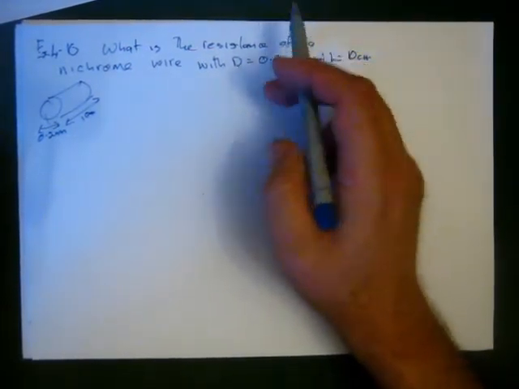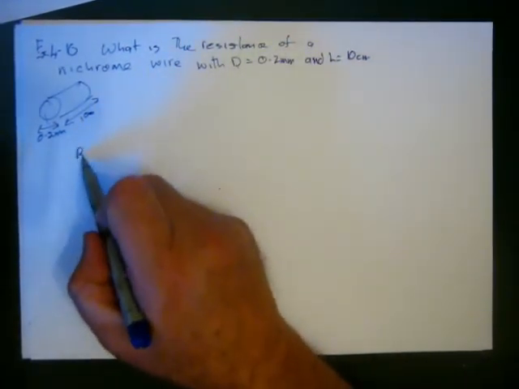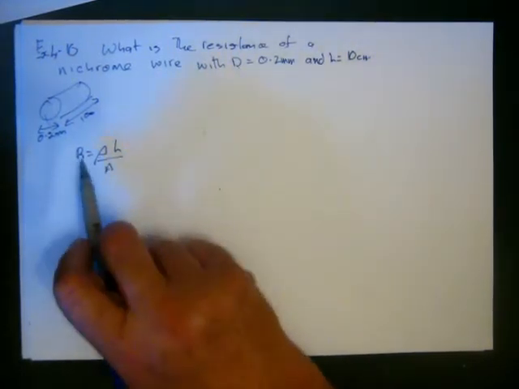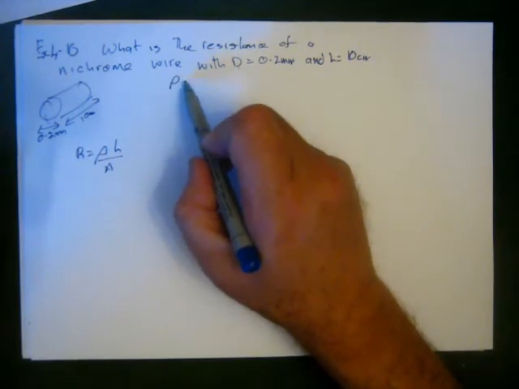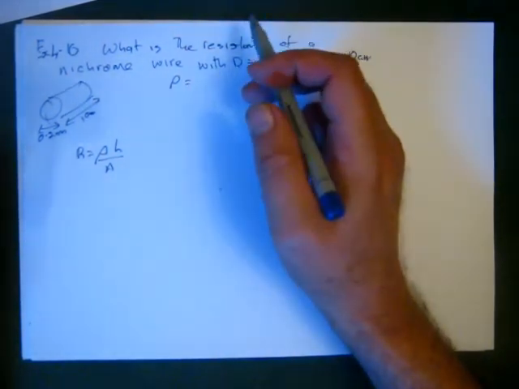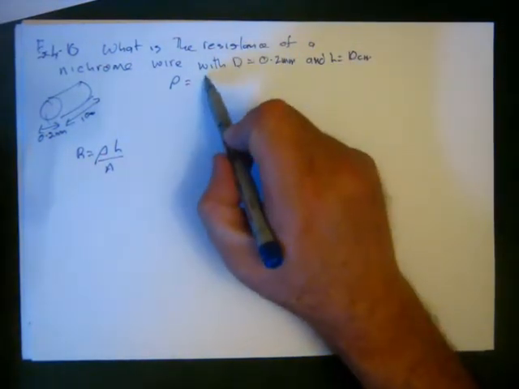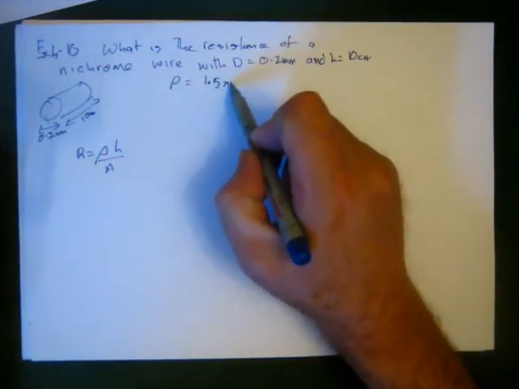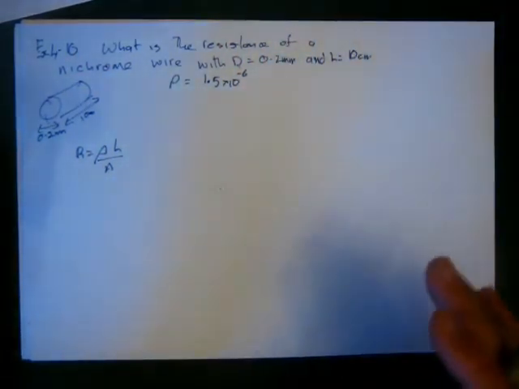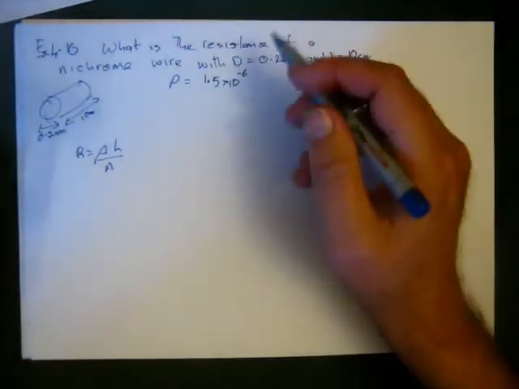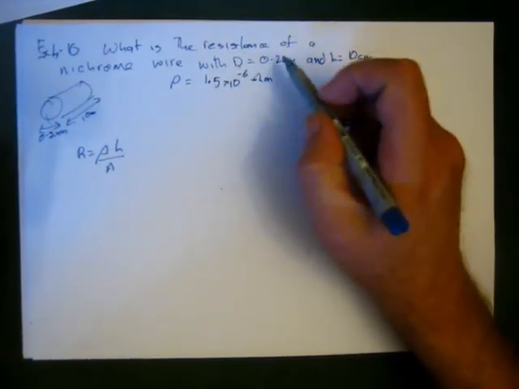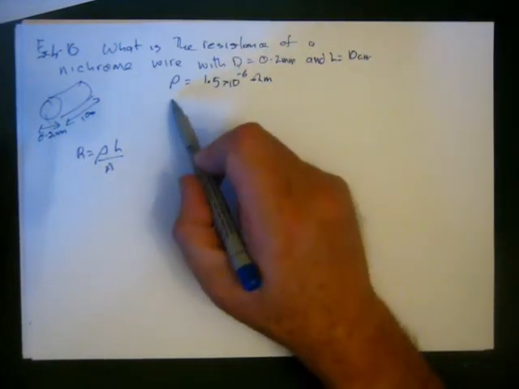Let's actually look at our equation first. R is equal to rho L over A. So the resistivity for nichrome. Nichrome is actually a reasonably high resistance wire, and we use it for heating elements and things like that. So if you look at your heater or toaster, you turn it on, you'll notice there's wires glowing in there. Odds are that that's nichrome. That's going to be in ohm meters.